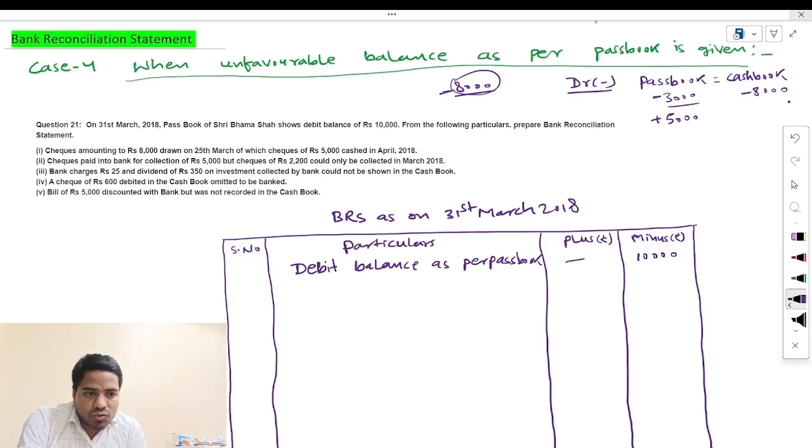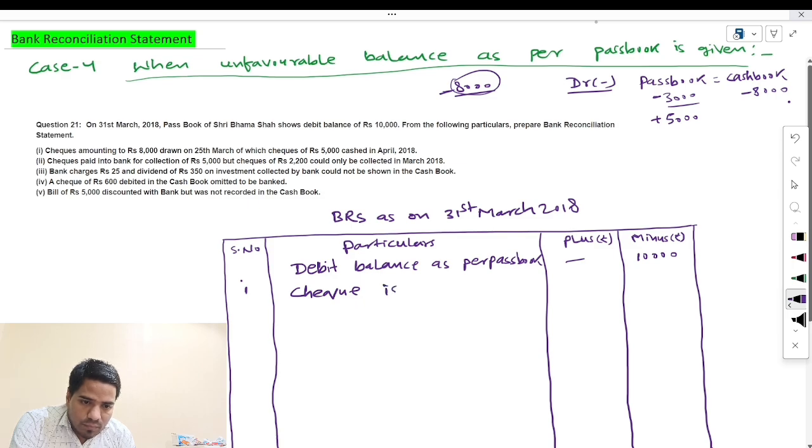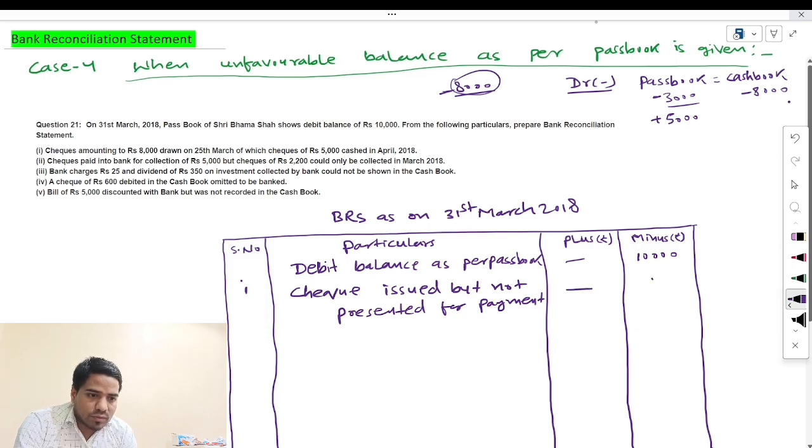Remember the point here. So here we will write first: check issued but not presented for payment. How much was the amount? 5,000. We will write here in the minus column 5,000.